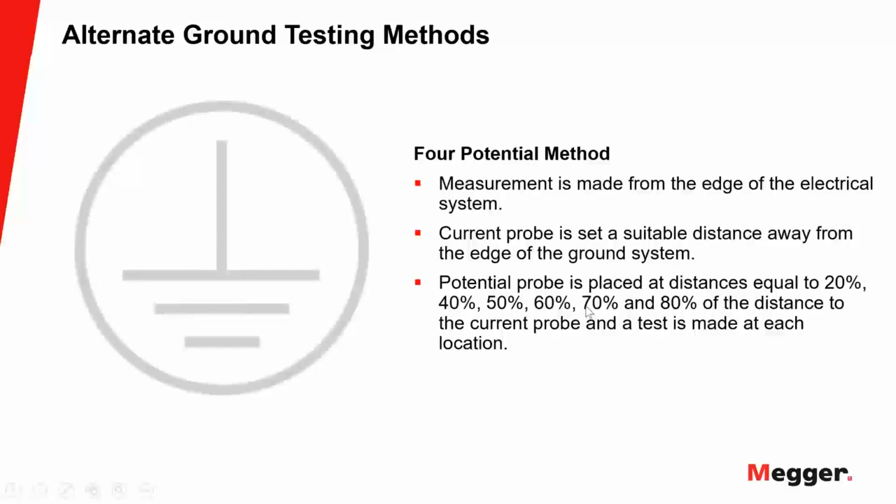So we're making a measurement from the edge of the grid. We don't know where the electrical center is. The mathematical proof is going to take care of that for us. Next.